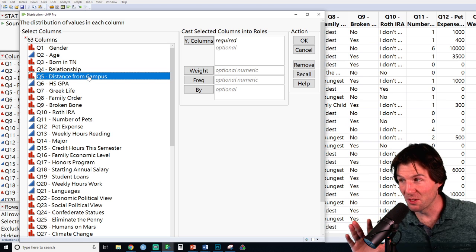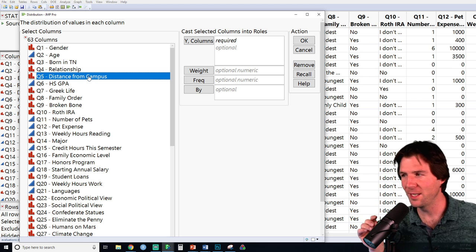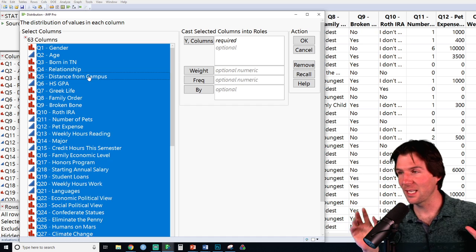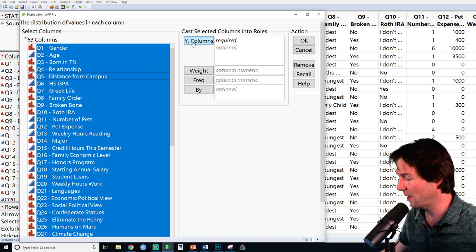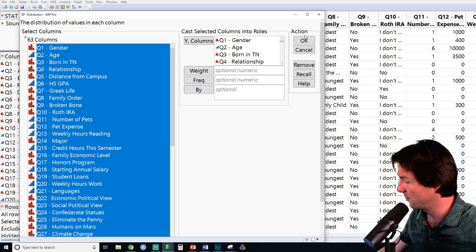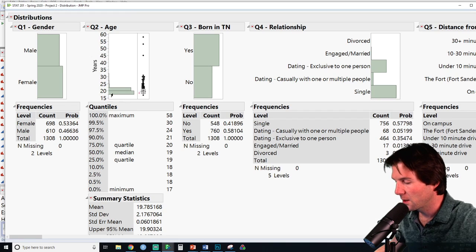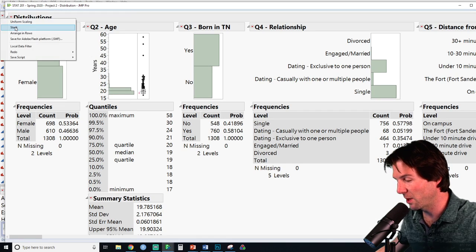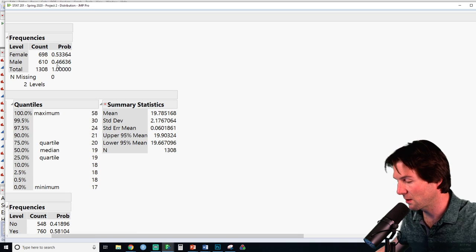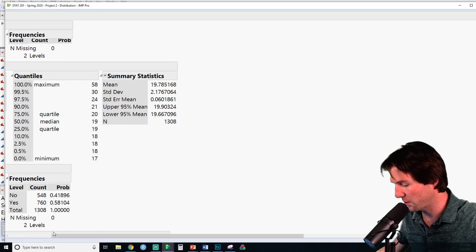Here's what I'm going to do. Do not put this in your report because you will be like, what is all this output? I'm going to select every variable, Control A or Command A on a Mac. I'm going to click Y columns, and I'm going to click OK. I'm going to go up here to the very top and click Stack. Yes. Awesome. Ooh, it's all the way off the screen.